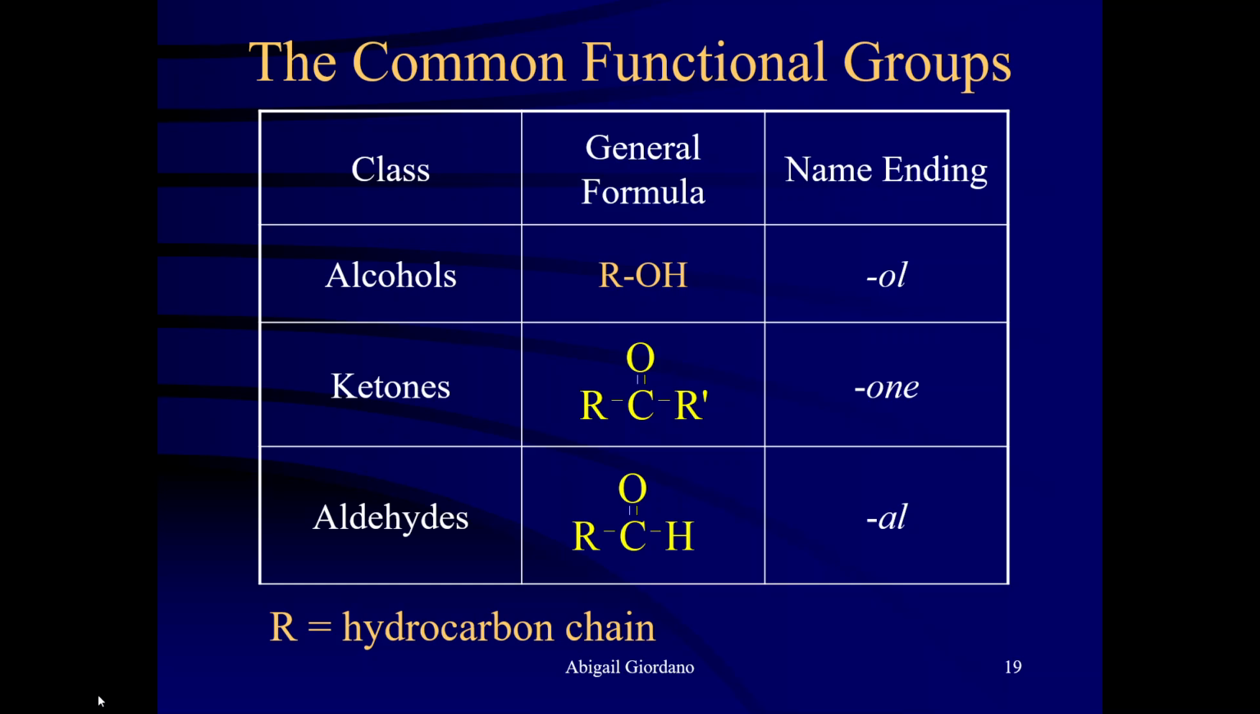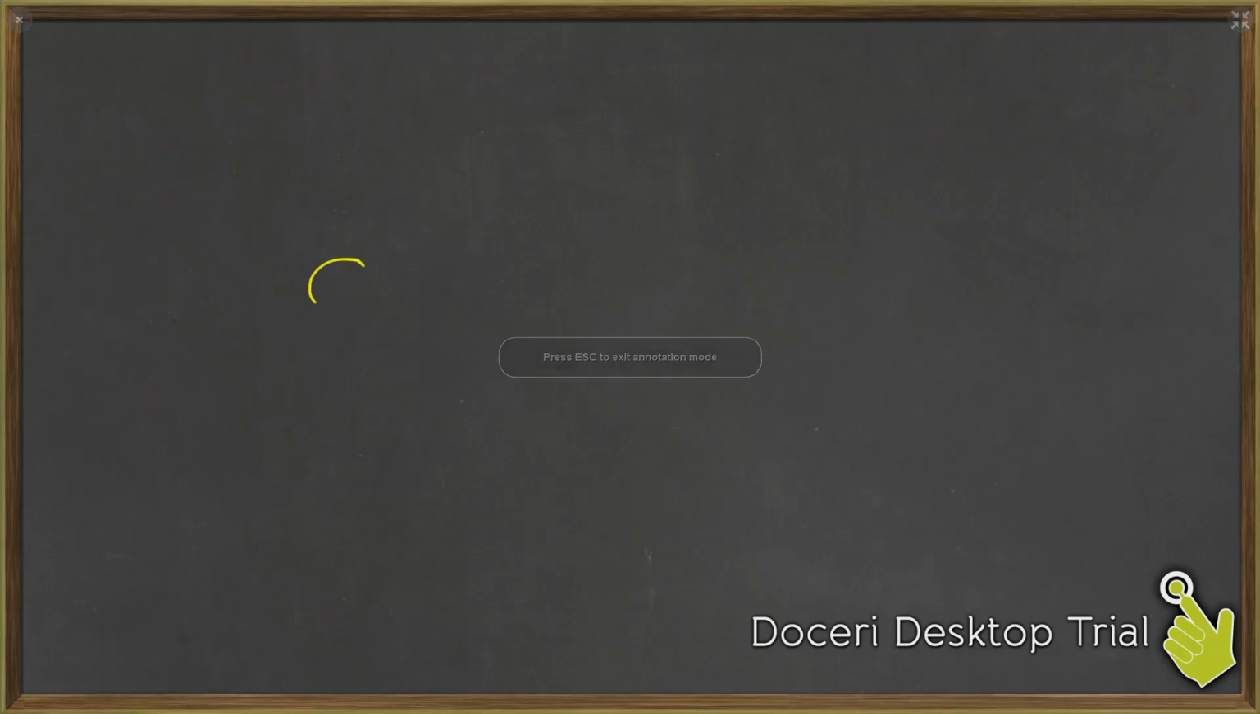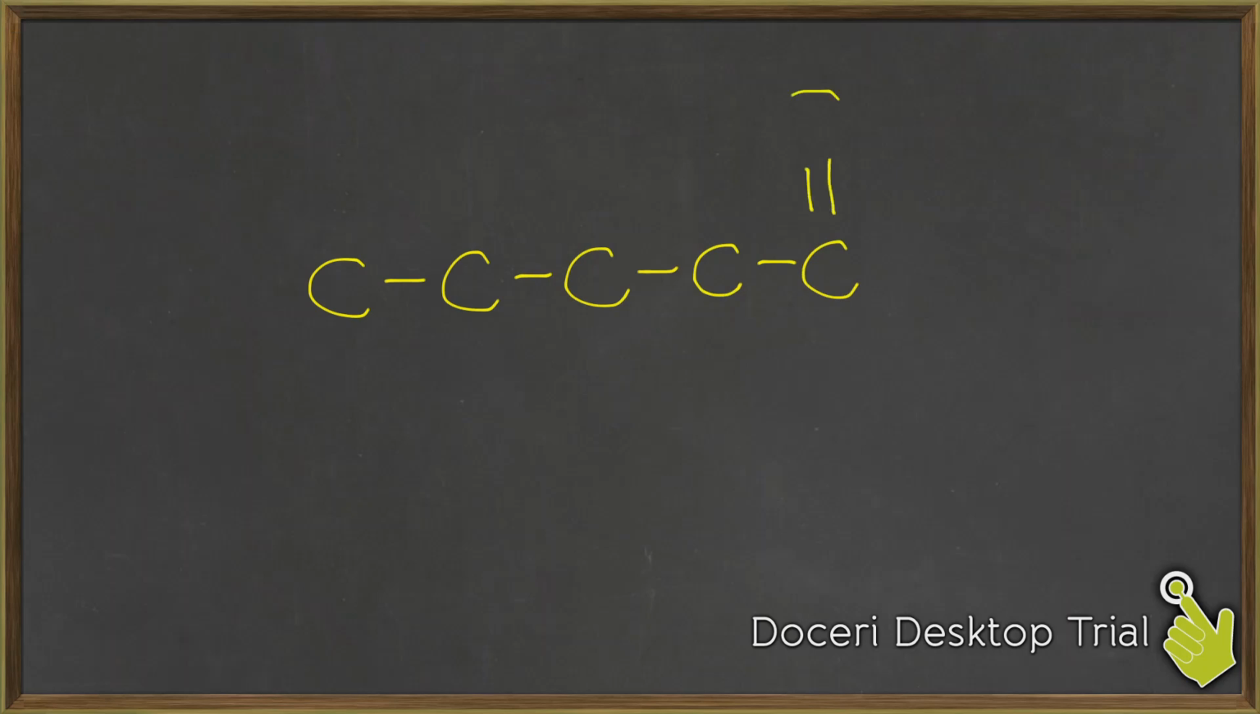Okay. Now, ketones, as we just said, have a C double bonded to O in the middle of the chain. Well, what if it's not? What if it is at the end of the chain? Well, then it's not a ketone anymore. It's something called an aldehyde. So let's say I have a 5-carbon chain, and to the carbon on the end, I have a C double bonded to O. This is not a ketone because that C double bonded to O is not in the middle, it's at the end.